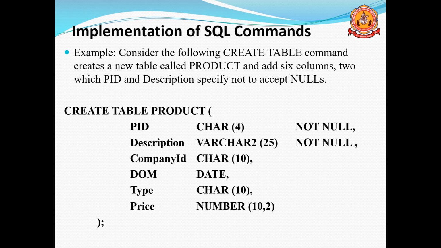If you provide all the columns as not null, so you don't accept null values, then all the columns will be mandatory. But here in this example, only PID and description are mandatory. The remaining are not mandatory fields, so you can leave them empty.